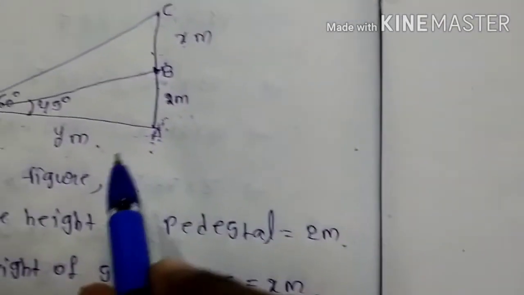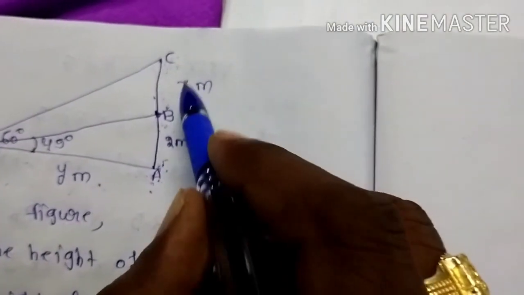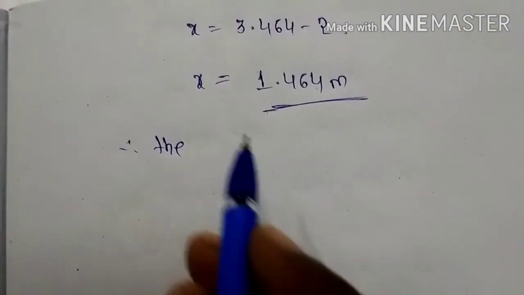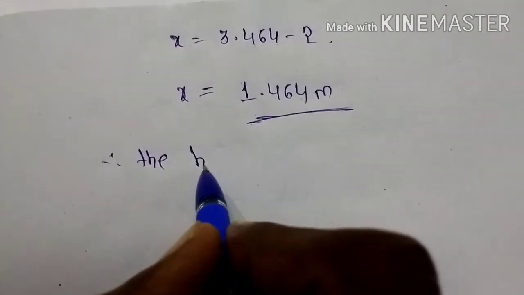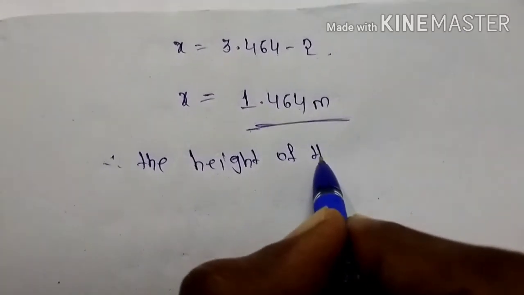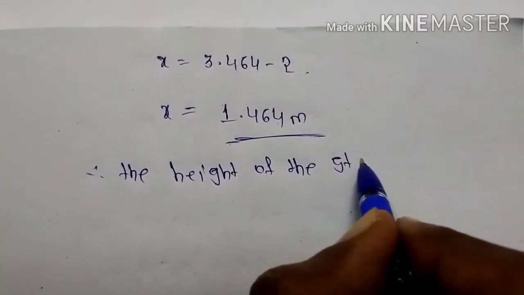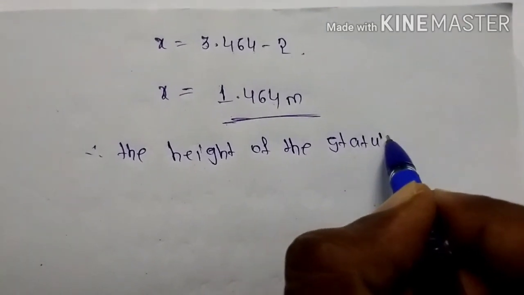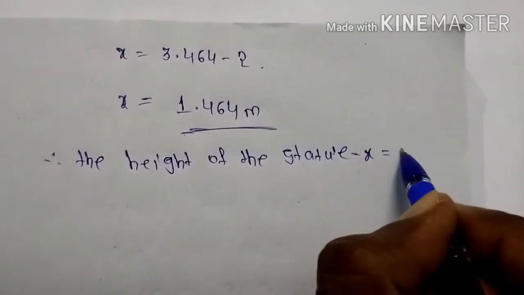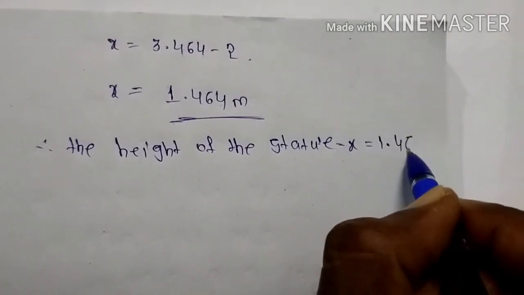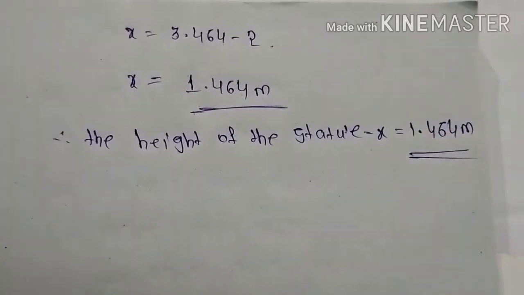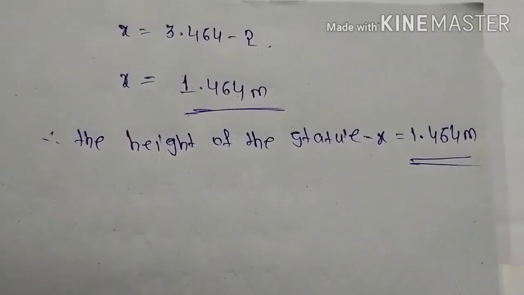See, X means it is the height of the statue or not? Yes. So you can write, therefore, the height of the statue X is equal to 1.464 meters. This is the solution. They are just asking to find the height of the statue.